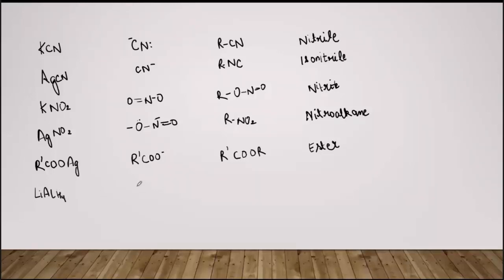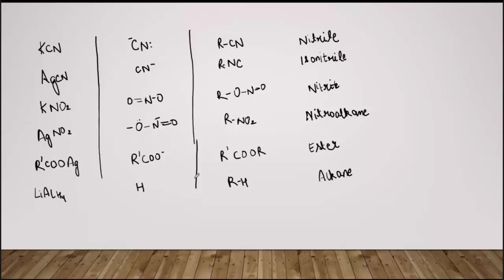LiAlH4, it will give hydrogen. We can get RH, that is an alkane. मतलब अगर हमें alkyl halide से alkane बनाना है वापस, how can we make it? How can we manufacture it? We will just use this reagent LiAlH4 and so we can simply get the alkane. Okay. So this was all about the nucleophilic substitution reagents, like what all we can use to get the product.